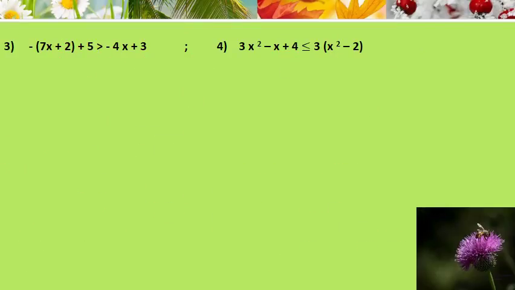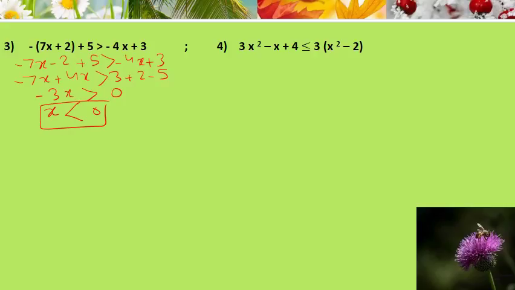Yes, Hassan, solve this one. Minus 7x minus 2 plus 5 greater than minus 4x plus 3. All the x's on a side. Minus 7x plus 4x greater than 3 plus 2 minus 5. Minus 7 plus 4, minus 3x greater than 0. We divide both parts by minus 3. If we divide by minus 3, the sign is reversed, so x is less than 0.